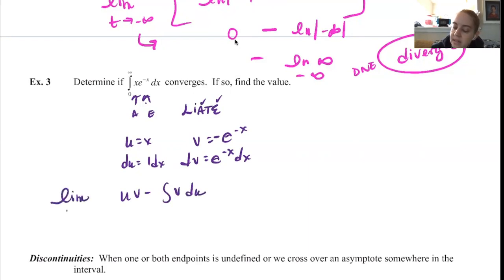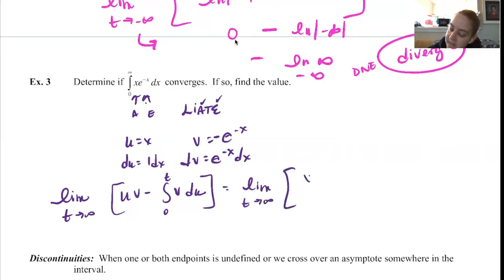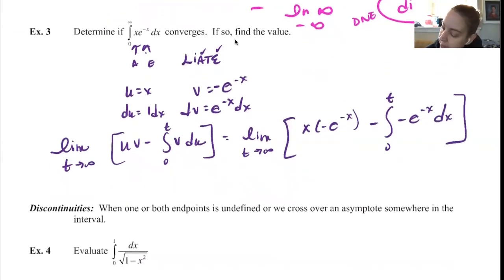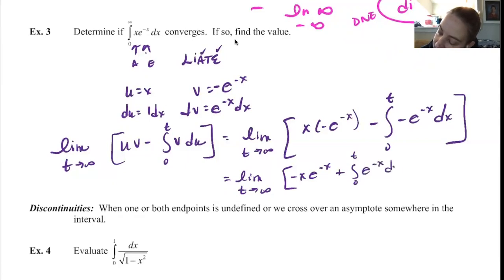And the limit as t approaches infinity of 0 to t. I know we got a lot going on here. This would be the limit as t approaches infinity. U is x, v is negative e to the negative x, minus the integral from 0 to t. V is negative e to the negative x, and du is dx. I should have written smaller apparently. So this becomes the limit as t approaches infinity of negative x e to the negative x. I'm going to make this plus the integral from 0 to t of e to the negative x dx, and we still have to integrate this.